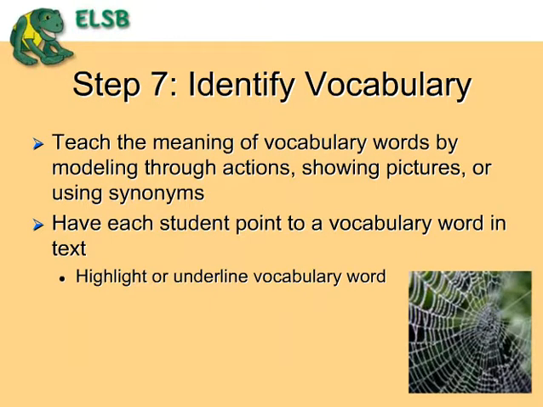Then we have step 7, which is identifying vocabulary. You can teach the meaning of a vocabulary word by modeling through actions, showing pictures of that word, or using synonyms. So it might be something just like a spider web, as you see pictured here on this slide. And then you're going to have each student point to that word in the text. If you have students with visual issues, you may want to highlight that word or enlarge it. But again, you do want to focus on those vocabulary words as it appears in text.